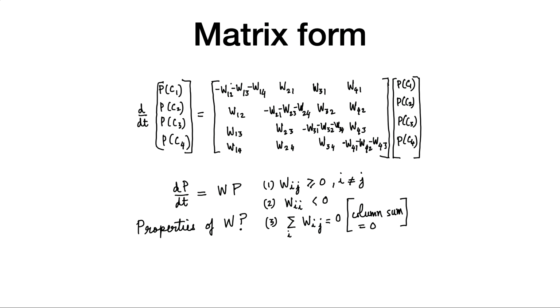So the master equation looks like this: dp by dt is W, n cross n matrix times P, and I can give you any W that satisfies these three properties, and that will be a correct Markov process. So the non-diagonal element should be positive, diagonal element should be negative, and the column sum should be 0. Okay, so we defined a Markov process, we wrote down the master equation, and just by writing in a matrix form, we saw that these properties are satisfied. Okay.